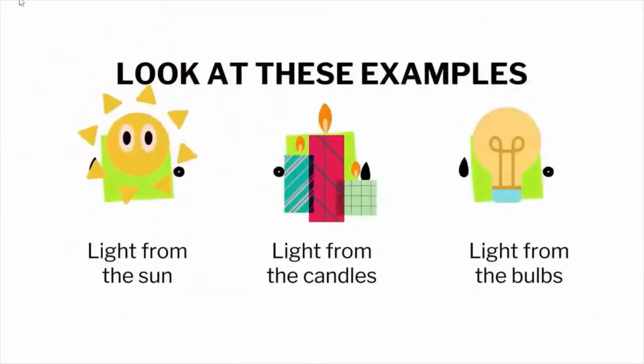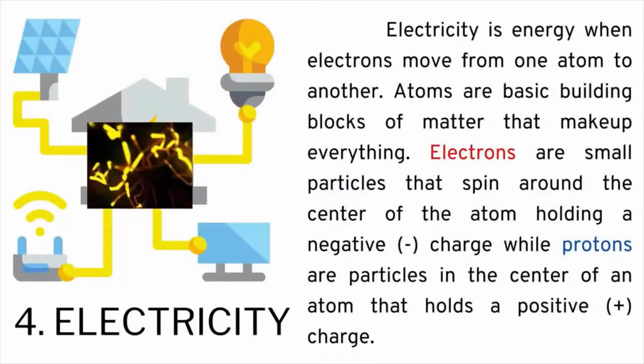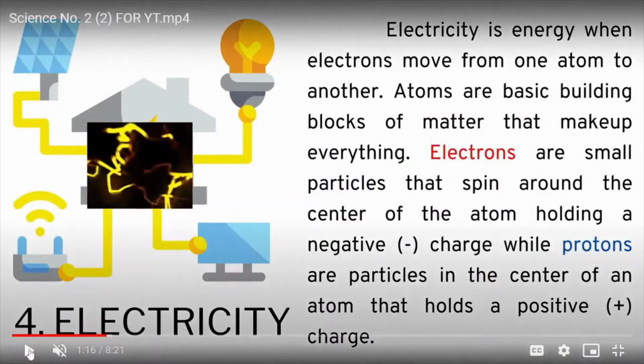So that is the light. Example, light from the sun, from the candles, and from the bulbs. Number 4, electricity. Electricity is energy when electrons move from one atom to another. Atoms are basic building blocks of matter that make up everything.